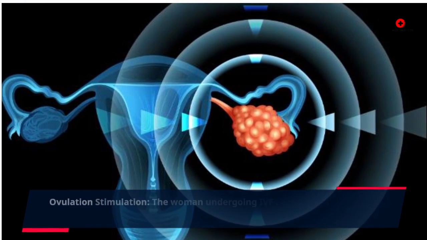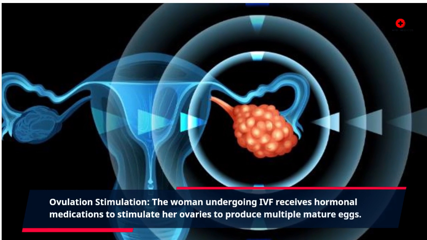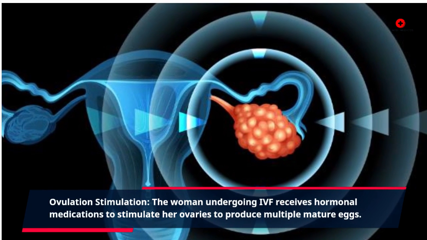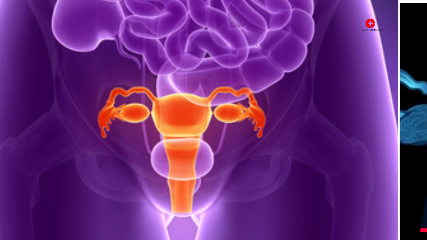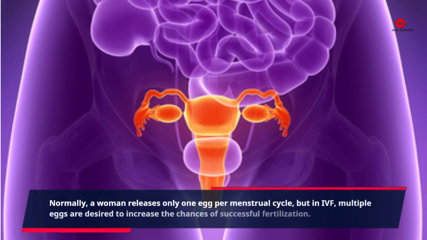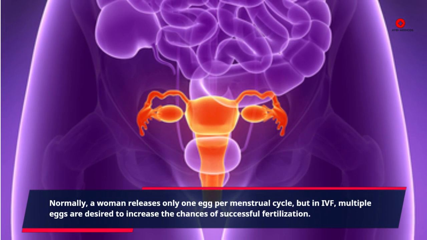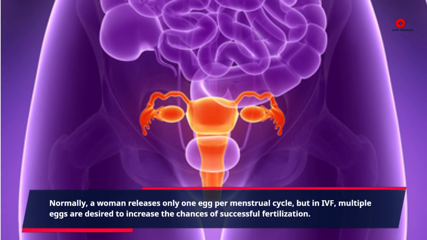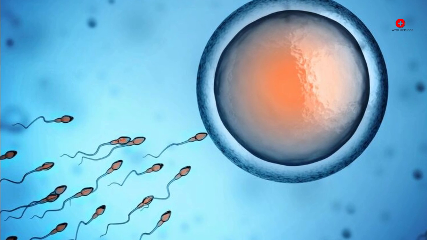Ovulation stimulation. The woman undergoing IVF receives hormonal medications to stimulate her ovaries to produce multiple mature eggs. Normally, a woman releases only one egg per menstrual cycle, but in IVF, multiple eggs are desired to increase the chances of successful fertilization.